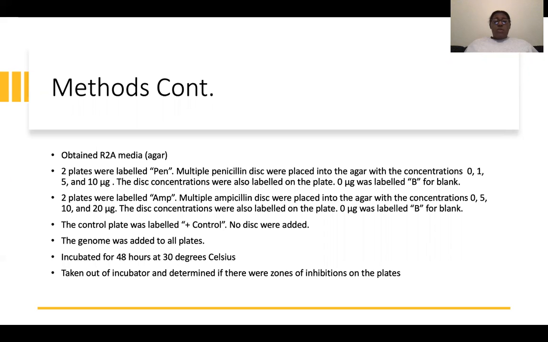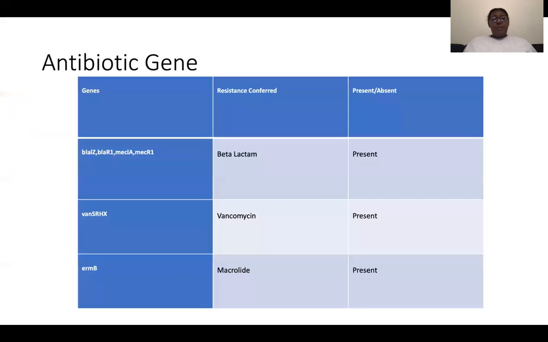The genome was added to all plates, including the control, incubated for 48 hours at 30 degrees Celsius, taken out of the incubator, and checked for zones of inhibition on the plates. kbase.us gave me the genes that are present in my genome. I found out that beta-lactam, vancomycin, and macrolide resistance genes were present in my genome.